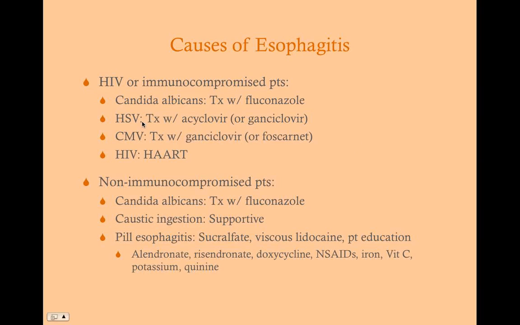If they have HIV and they fail fluconazole, then you're going to do your EGD and get cultures, and you're going to look for either herpes simplex virus, cytomegalovirus, or if it has neither. If you get herpes simplex virus, you're going to treat with acyclovir or ganciclovir, either or. With CMV, you're going to have to treat them with ganciclovir, or you can use foscarnet.